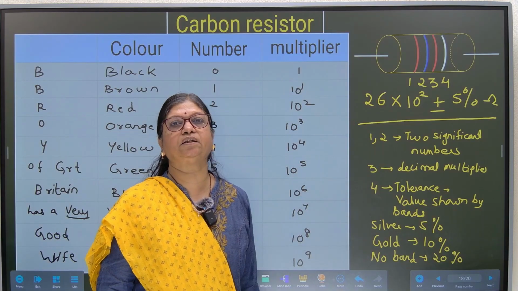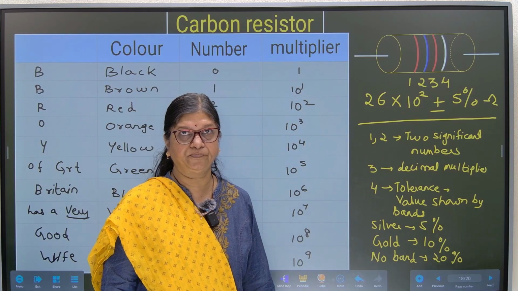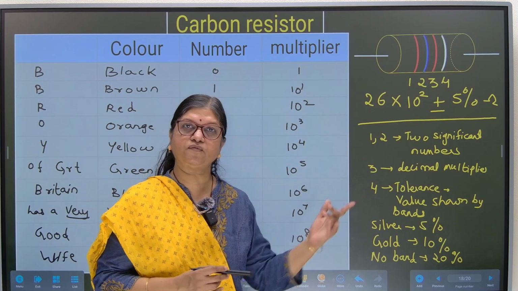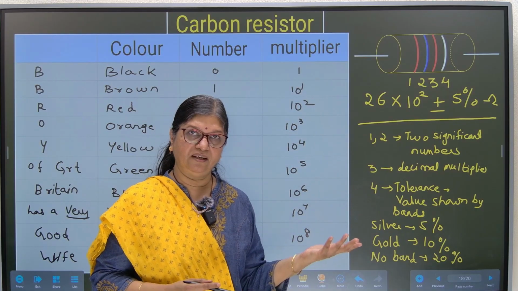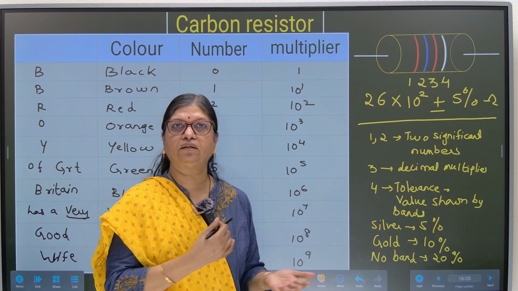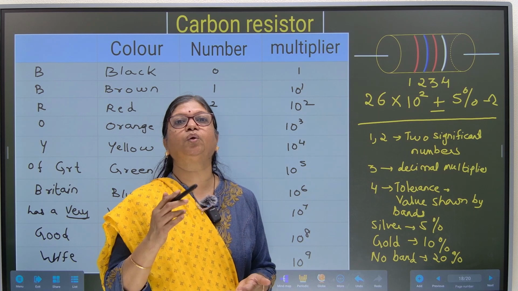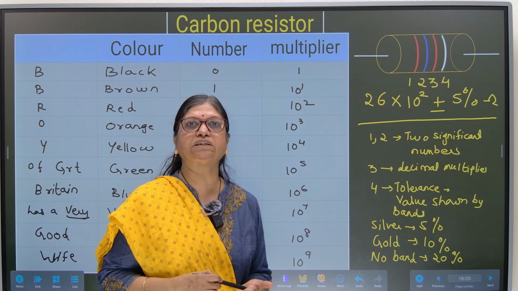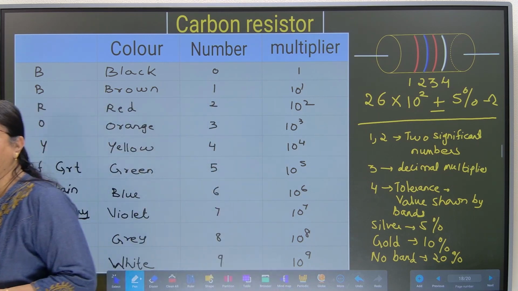So like this we can calculate the resistance of such carbon resistors using this fun trick, remembering the colors and numbers for the color codes. Fine. So I hope you have understood this concept. Please take a pic. I shall move.